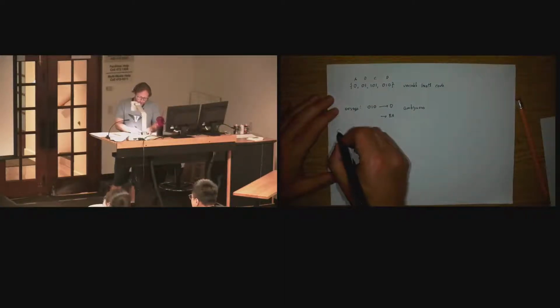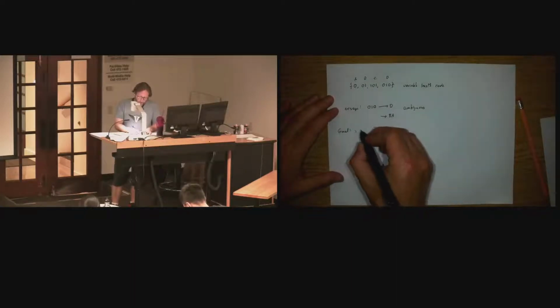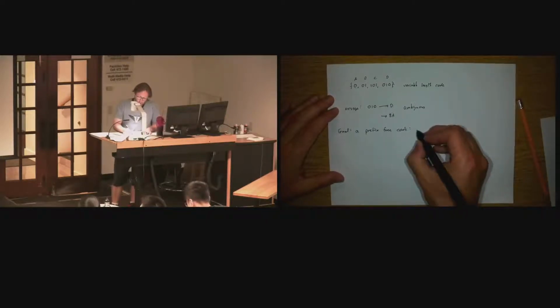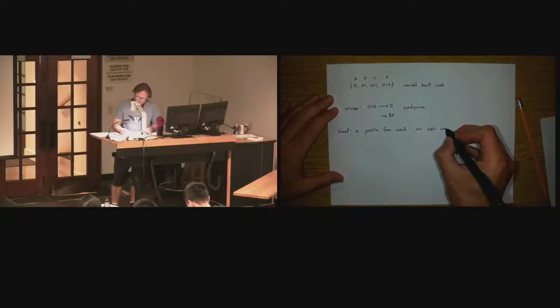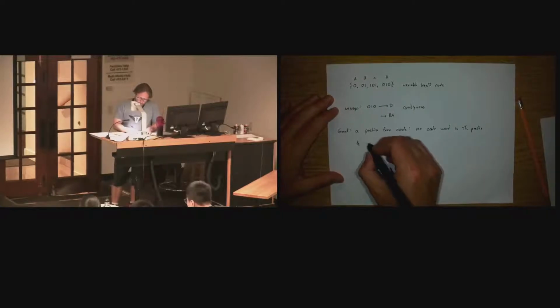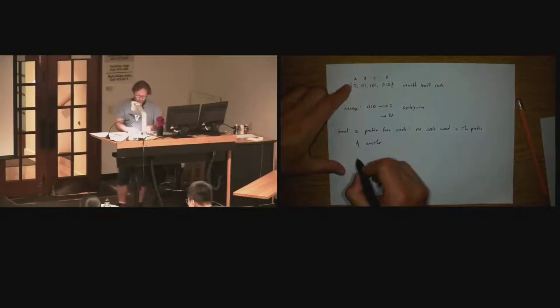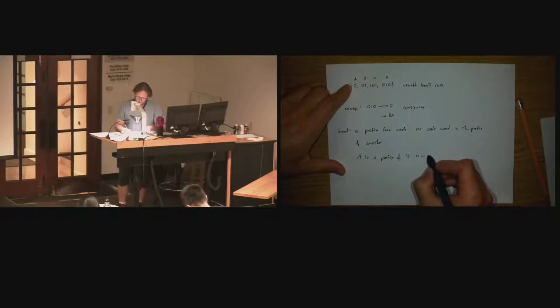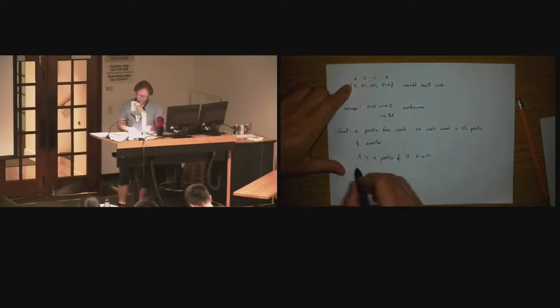So my goal is to find what's called a prefix-free code, where no code word is the prefix of another. As an example, A is a prefix of B, because 0 versus 0, 1. What else is a prefix? B is a prefix of what? Of D, right? And those are the only prefixes.